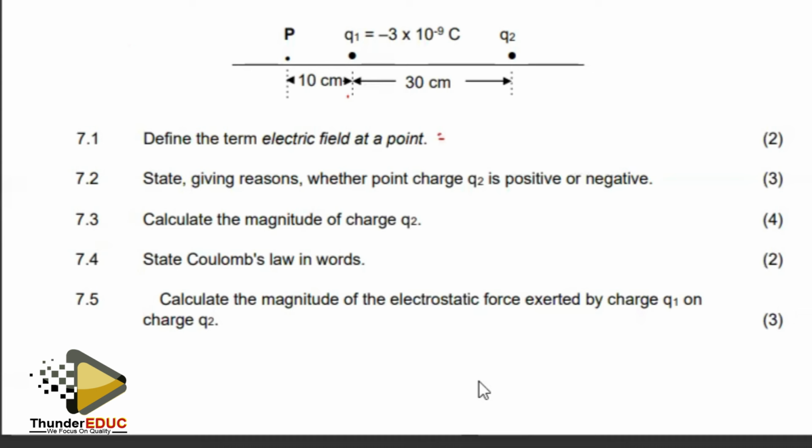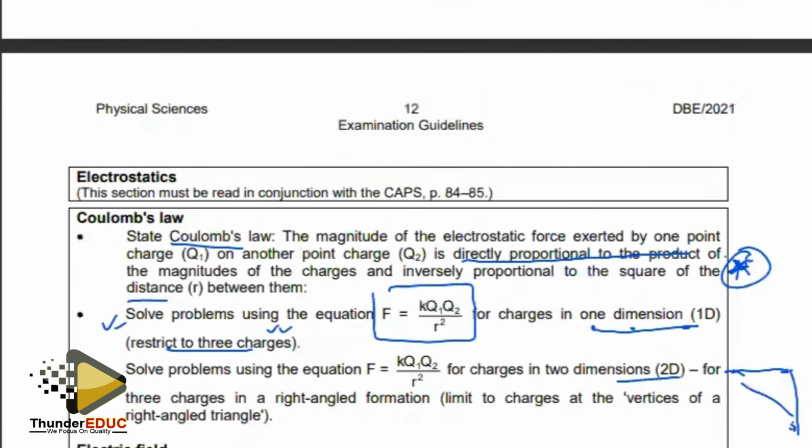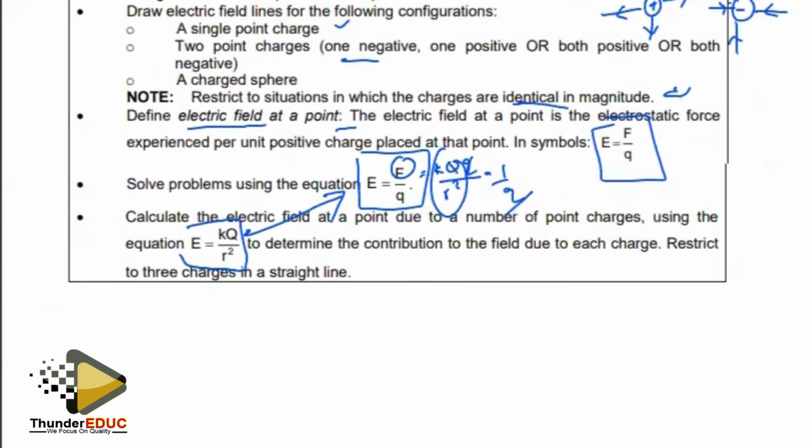All right, then define the term electric field at a point. Remember what we said? This is the electrostatic force experienced per unit positive charge placed at that point. Okay, you can just go back there and read our definition. Electric field.